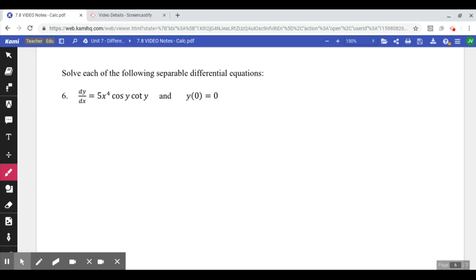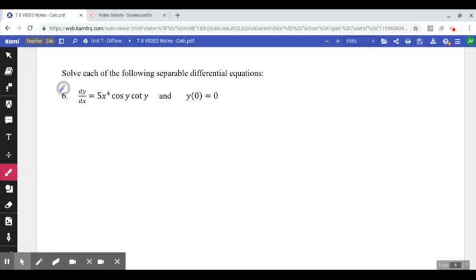In examples 6 and 7, we want to solve each of the following separable differential equations. These are some review problems that don't necessarily utilize exactly this particular lesson, but definitely will utilize our knowledge of solving for a particular solution with these ones.